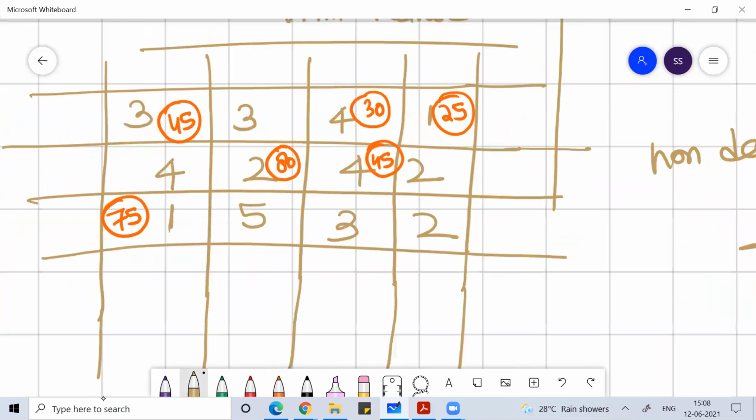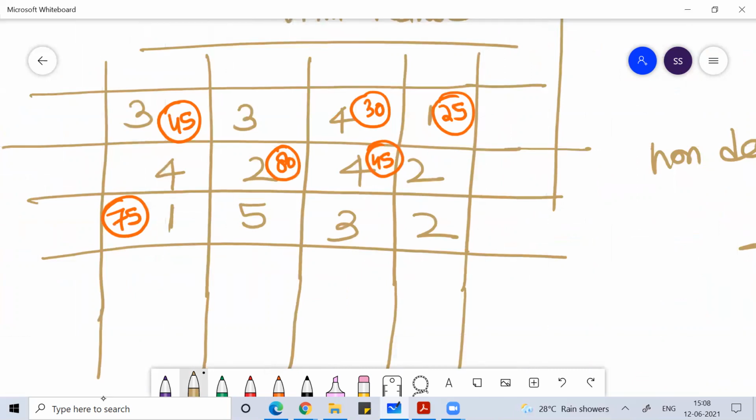Can you understand this? Your total number of allocations should be 6. 1, 2, 3, 4, 5, 6. There will be 6 allocations for this. So if you know the test of non-degeneracy and all.